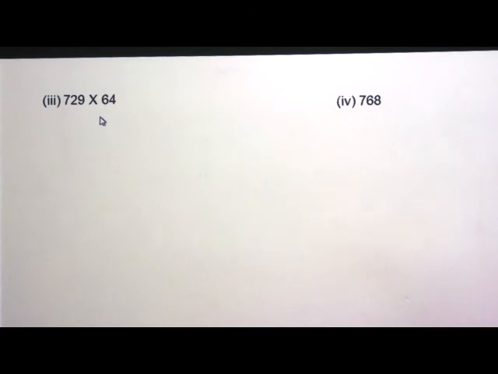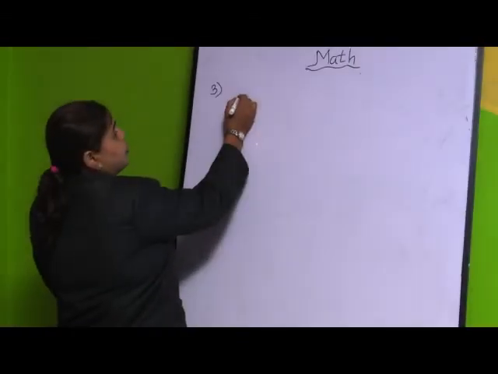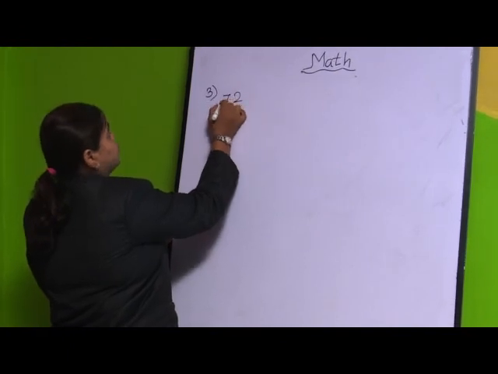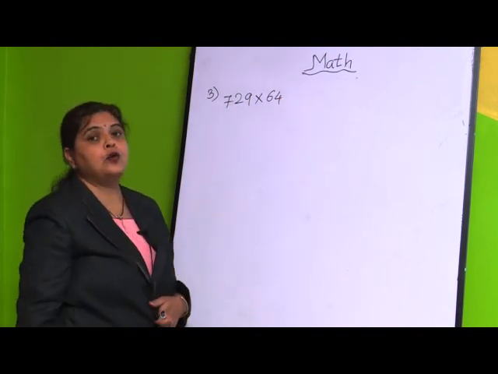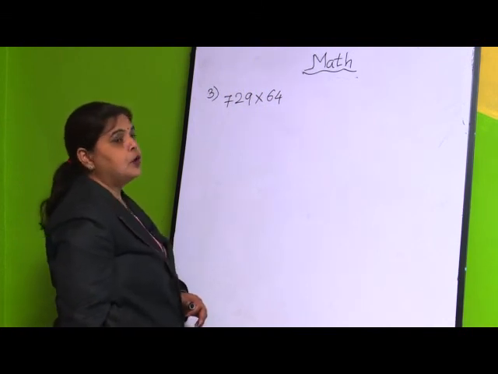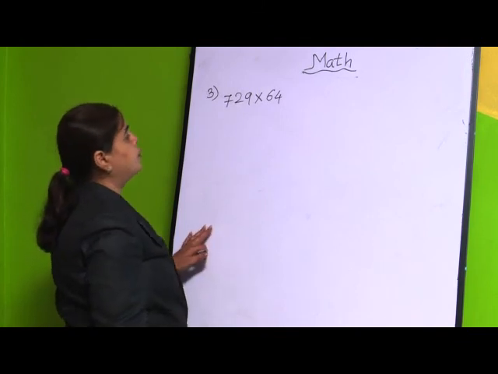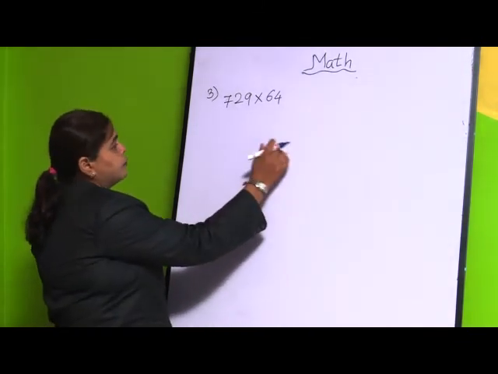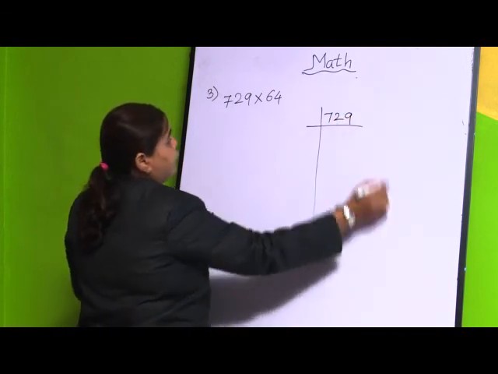Now, we will see one or two examples on the board. We will have an example here on the board: 729 multiplied by 64. We will try to solve this. How do we write this product in exponential format? You know we have to first find the prime factorization. So, we will find the prime factors of 729.